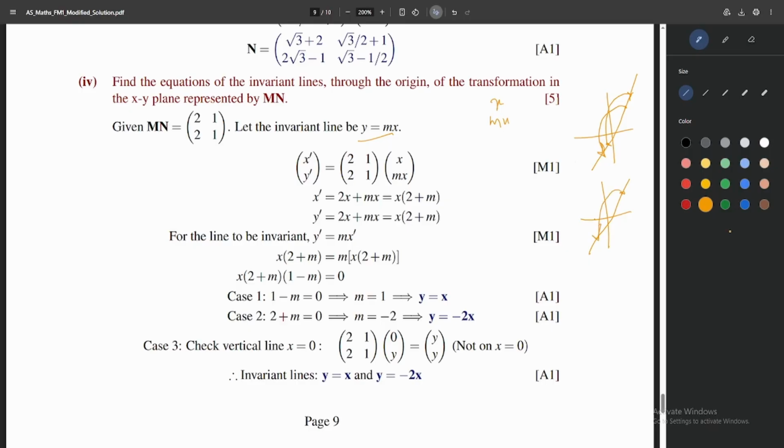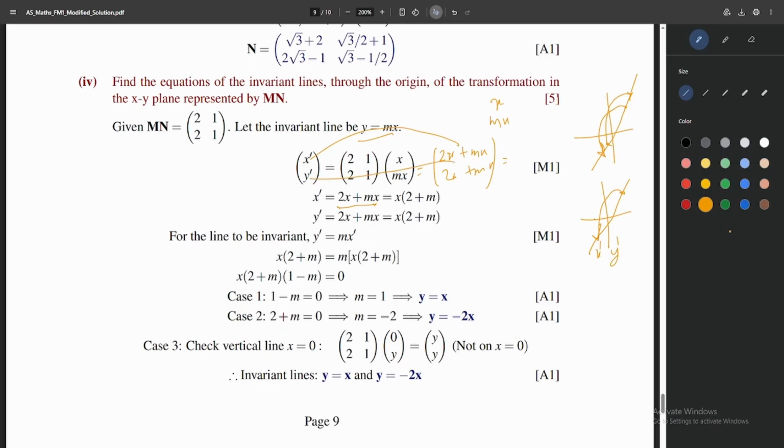If this was the point, this is our transformed point. Since it's on the same line, let it be x prime and y prime. The x prime is simply 2 times x plus mx. So with this matrix multiplication, we get 2x plus mx, again 2x plus mx, and these are x prime and y prime. I simply rewrote this again here.